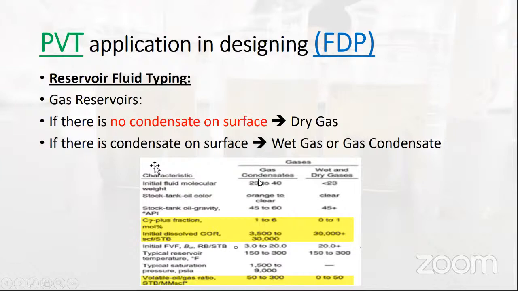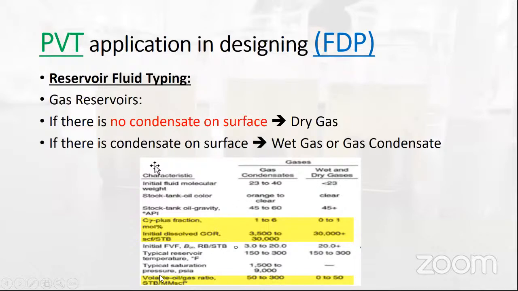If we have a compositional analysis for the reservoir fluid, if we have the C7+, or the heptane plus, ranging from 1 to 6%, we can call it gas condensate. If we have the heptane plus percent between 0 and 1, or nearly no heptane plus, in this case we can call it wet and dry gas.